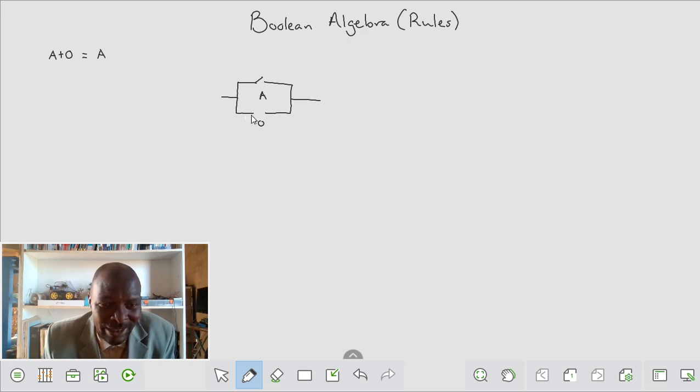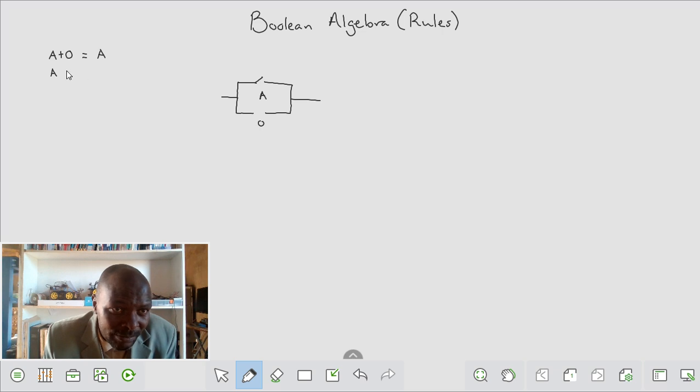The only determinant of whether there will be power or not is A. So if you have A or nothing, the 0 is a useless part. We might as well not have it because that line will never work. So this output will depend only on A. That makes sense.